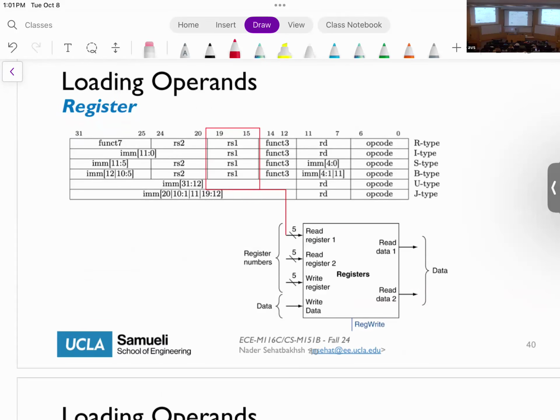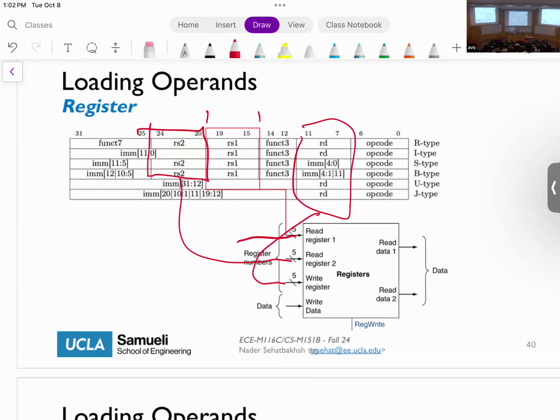So remember I told you that location of RS1 and RS2, we want to be consistent. The reason for this is that then I can just basically hardwire things directly. As you can see, bits 15 to 19 is always RS1. So I'm going to connect that directly into my read reg 1. And then same thing for RS2, I'm going to connect that into this data. And then same thing for RD, I'm going to connect that into this data, right?